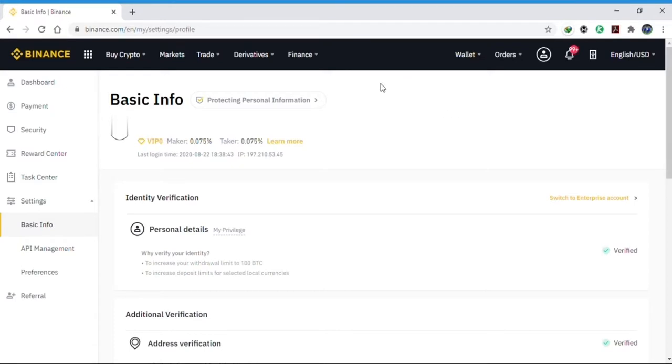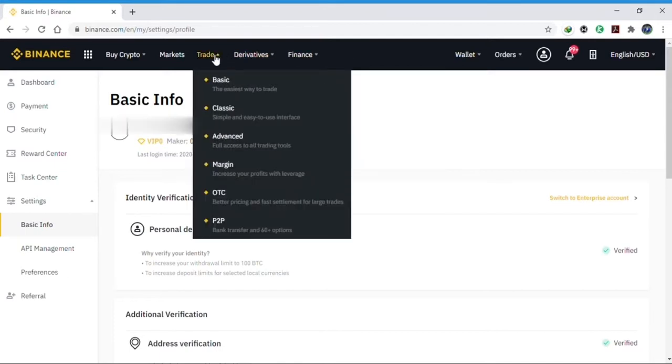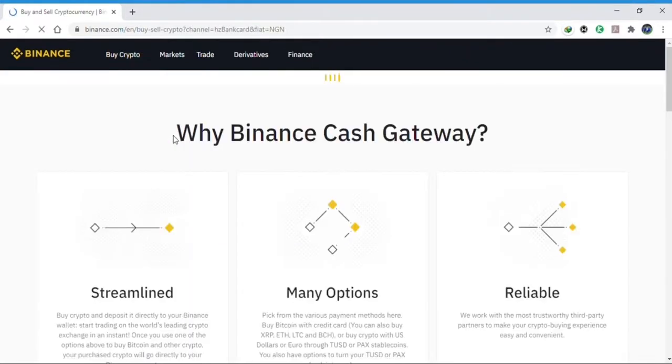You can trade cryptocurrency and withdraw cryptocurrency up to two BTC, but that's just about it. For a fiat transaction, you need to verify your account, at least a level 3 verification, before you can make this transaction.